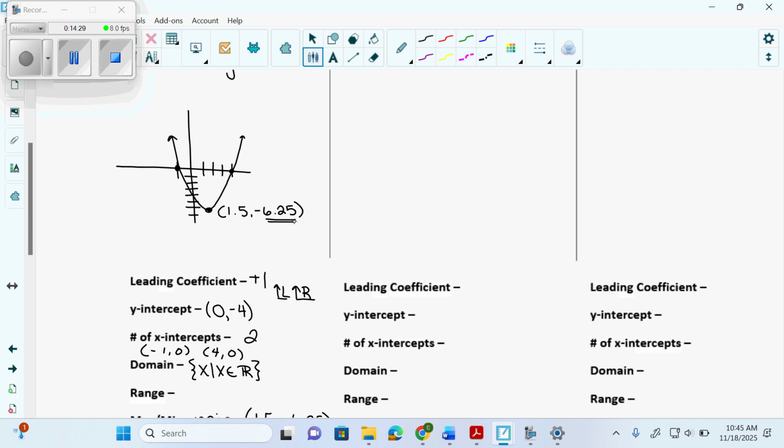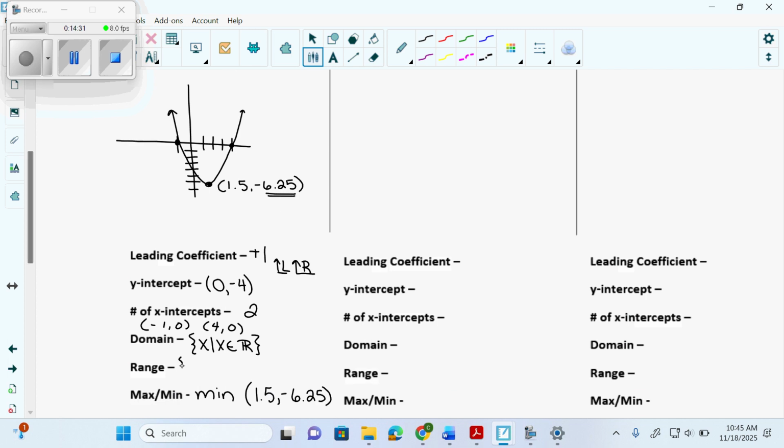Above. So when I go to do my range, it's going to be y such that, squiggly brackets means a set of y values, such that y is greater than, and it's equal to, because that's where it exists, correct? Greater than or equal to negative 6.25, because there's no graph below that. That's what you're telling me when you're giving me the range. You're saying the graph exists at negative 6.25 and above, yes?